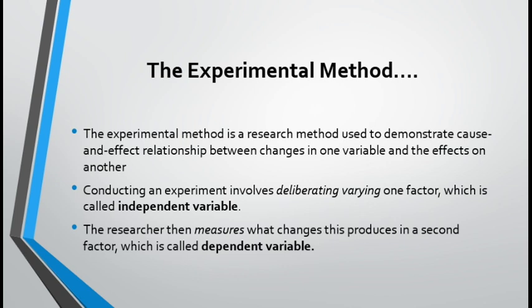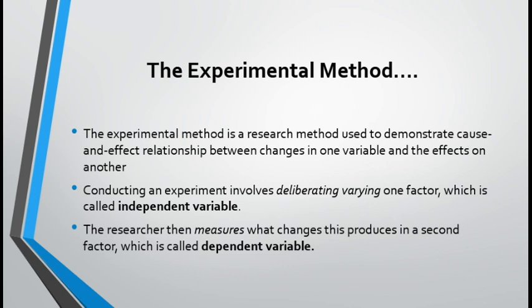In an experiment, researchers deliberately manipulate the variable, the thing that is causing some behavior, while holding all other variables that might interfere with the experimenter's results constant and unchanging. That way, if they get changes in behavior, they know that those changes must be due to the manipulated variables. So the experimental method is a research method used to demonstrate a cause and effect relationship between changes in one variable and the effects on another.